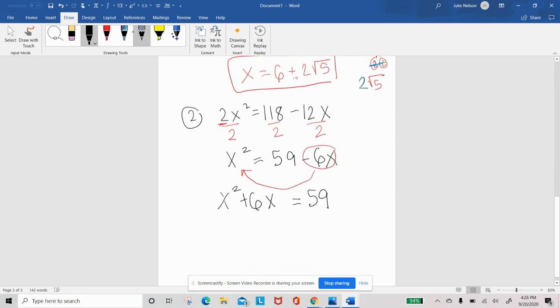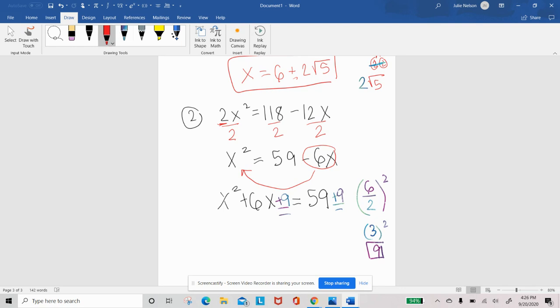The next thing I need to figure out is what number I need to add to both sides to complete the square. So I always take the middle number, divide by 2, and then I square it. Well, 6 divided by 2 is 3. 3 squared is 9. So I'm going to add 9 to both sides. And if I add a 9 to the left, I have to add a 9 to the right.